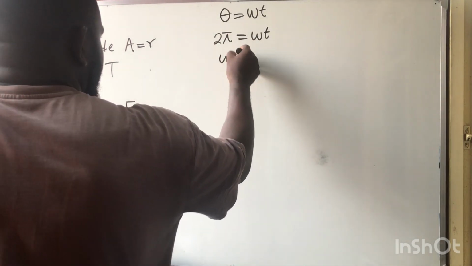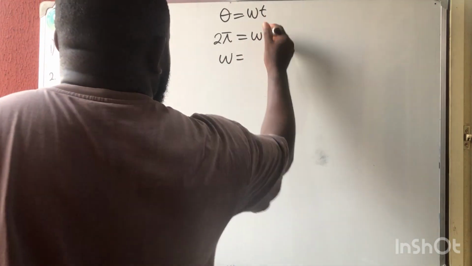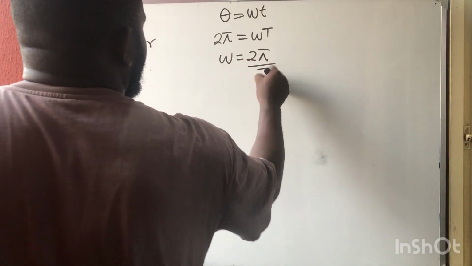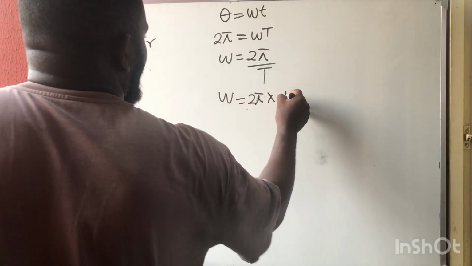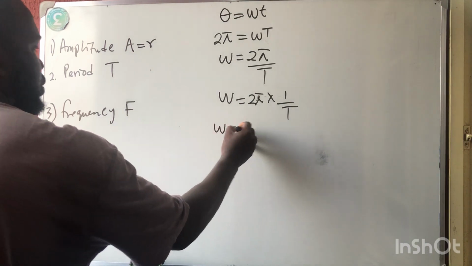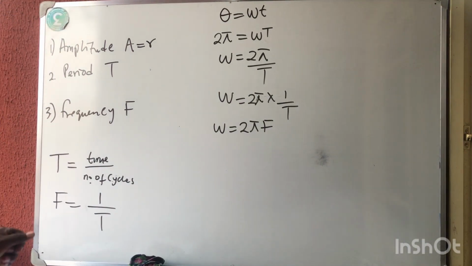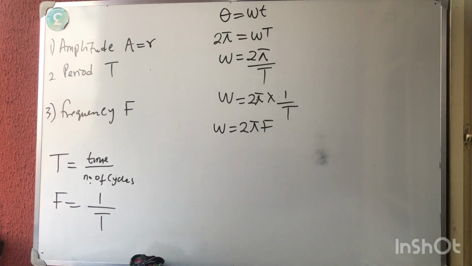Then we now have that our W is now what? Let me call it W, the capital letter T, and our W will now be 2 pi over T. But I know that W is equal to 2 pi times 1 over T, and 1 over T is equal to the frequency. So my W is equal to 2 pi F, 2 pi the frequency. So that is that. Let's solve some questions from here.